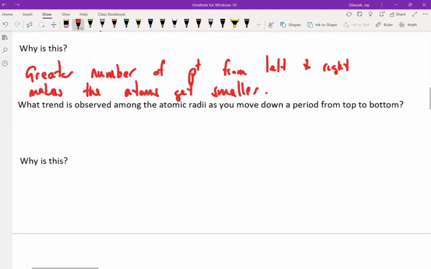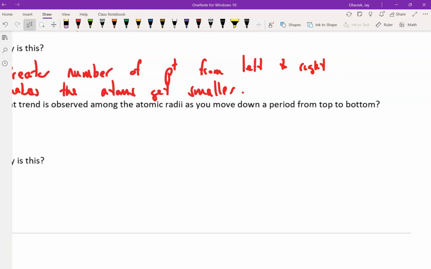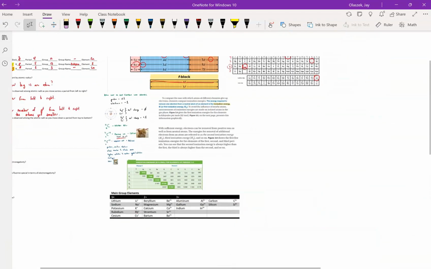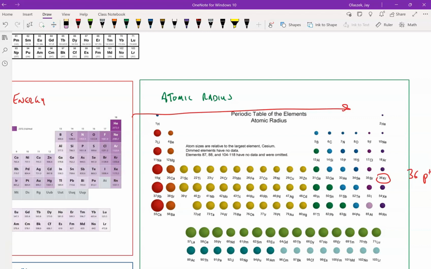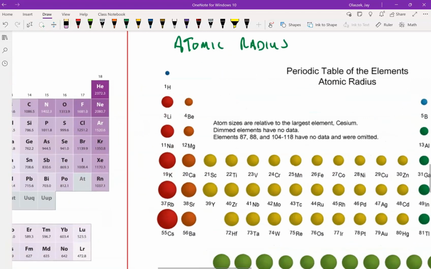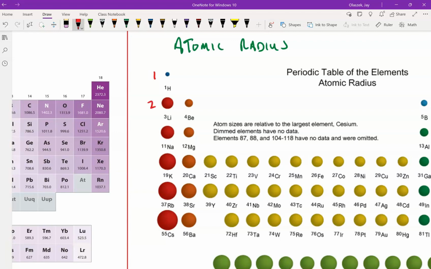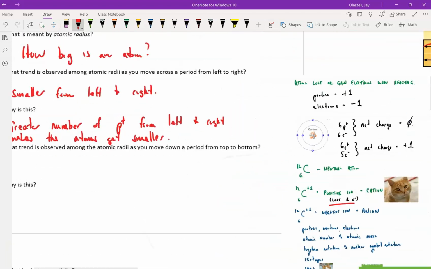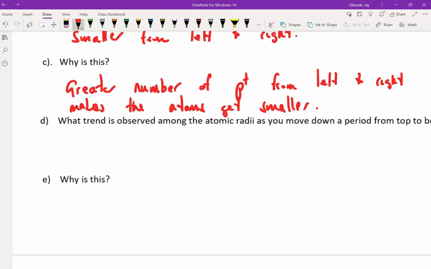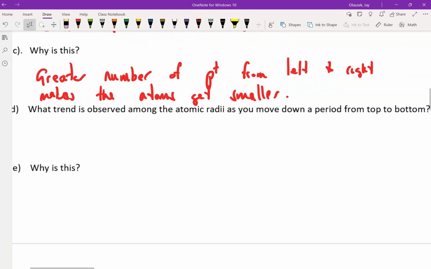What trend is observed among their atomic radii as we move down a period from top to bottom? Let's remember that every time we move down to the next row, that's another energy level. Here in energy level 1, 2, 3, 4, and so forth. Well, energy levels means you're moving farther away from the nucleus. So, what trend is observed among the atomic radii as you move down a period?